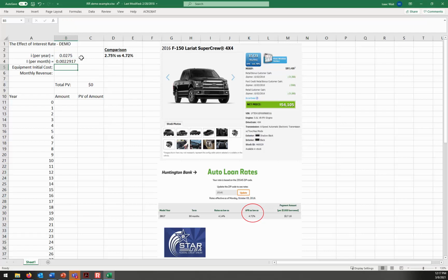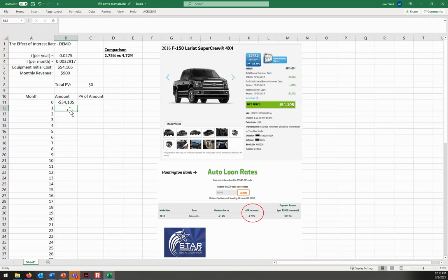And we're going to spend $54,105 for the truck. We said that we think we can get a revenue of $900 a month. The amount at time zero, this cost, is an outflow, so I'm going to say equals minus the initial purchase. We have an outflow, we're spending money at time zero, and then we have this 900. Oh, I'm sorry, this should say month, not year, because these are monthly periods.